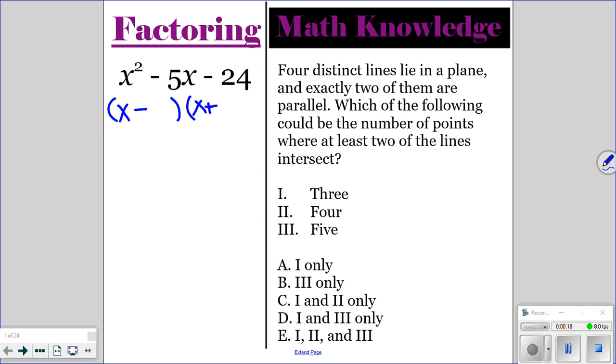So for the factoring, you're going to have x minus a number and x plus a number. And the reason we know one is minus and one is plus is that this is a negative. So what two numbers are going to multiply to give us 24 and subtract to give us a negative 5? 8 and 3 multiply to give you 24, and negative 8 plus 3 is negative 5. So that'll be your factoring answer.